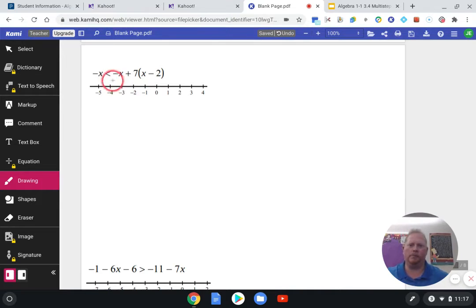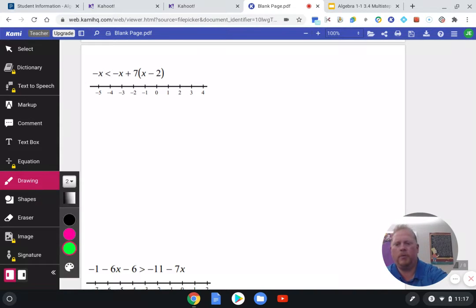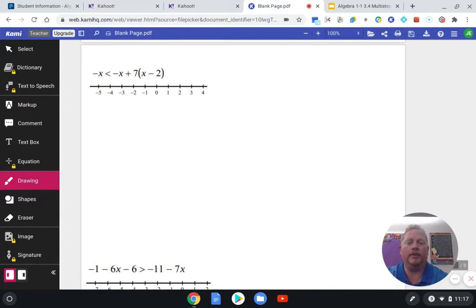Now take a look at this one. Just so many x's and negatives, it's kind of easy to get confused. But if we remember our steps, our order of operations, it shouldn't be that bad. First thing we want to do is we want to clean up this mess. And we can start cleaning up by distributing and then collecting like terms. So let's distribute the 7. And I get negative x is less than negative x plus 7x minus 14. Let's combine some like terms. So negative x and a positive 7x makes a positive 6x.